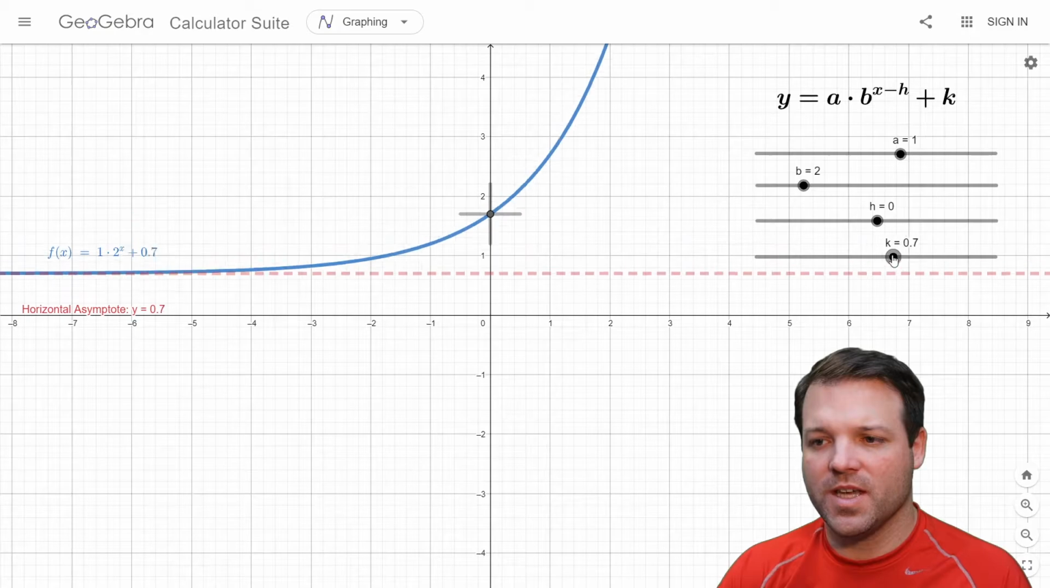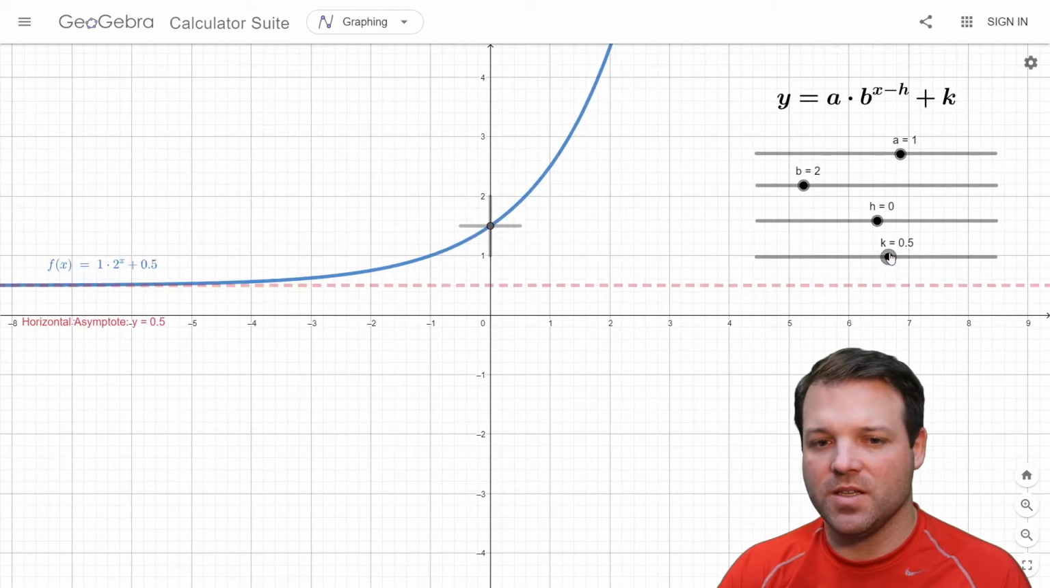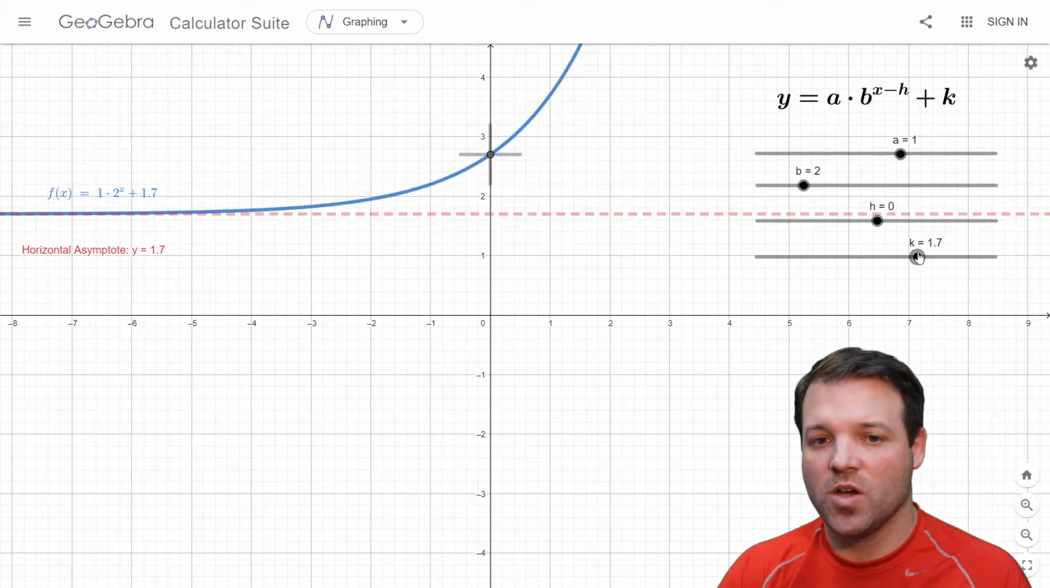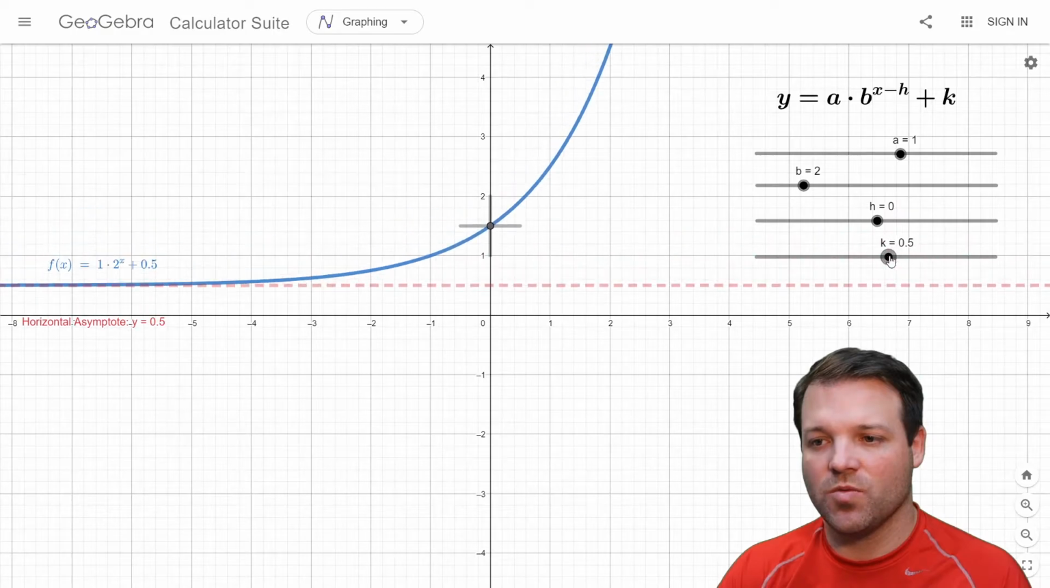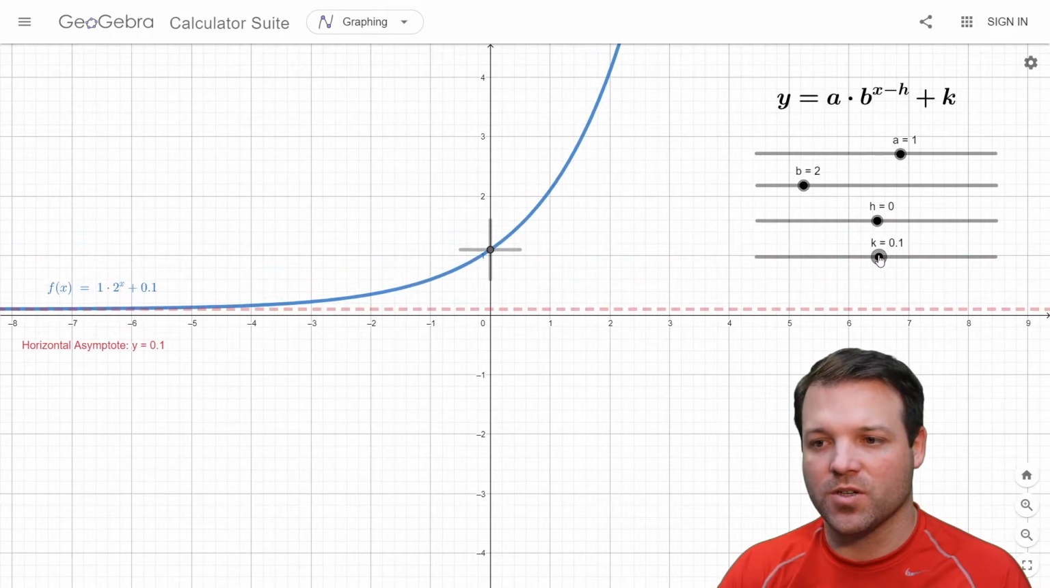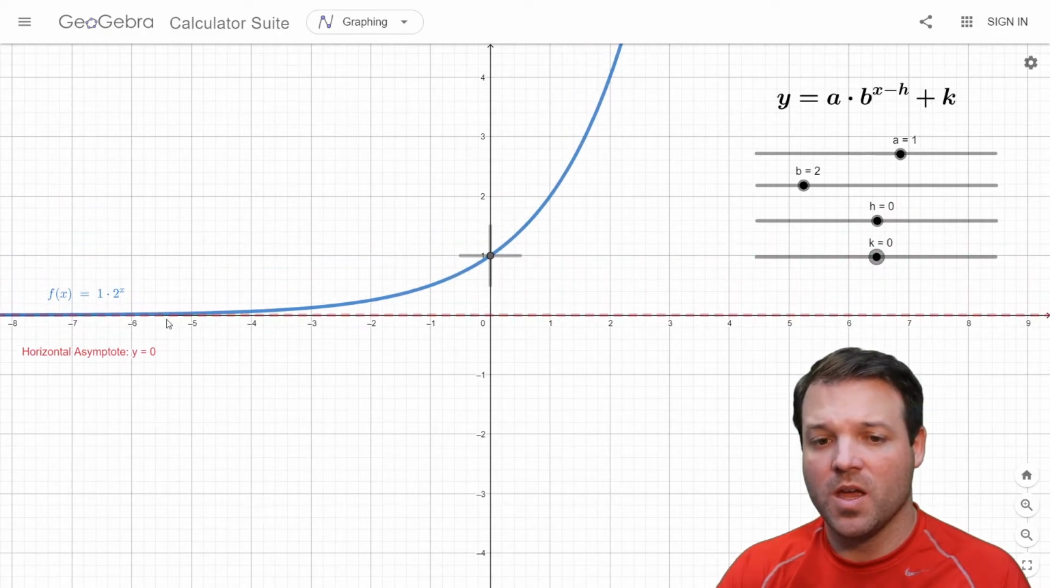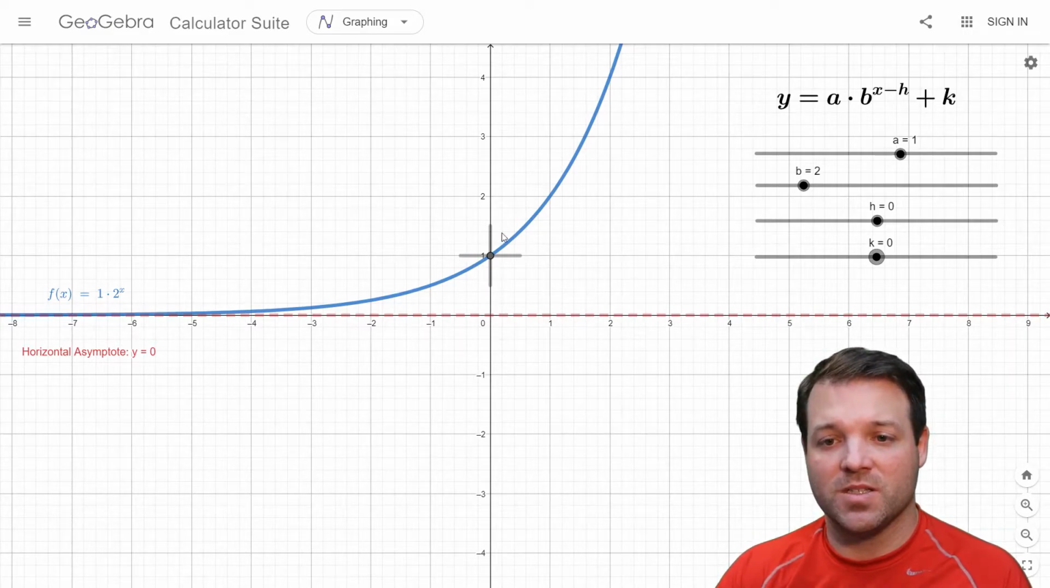And what I want you to take away from there is that basically the horizontal asymptote of the equation is y is equal to k. Whatever that k value is, that's what the horizontal asymptote is. And that's actually where I always start graphing exponential functions. I always find the horizontal asymptote and I go ahead and plot it out. My next step is going to be to figure out what that anchor point is.